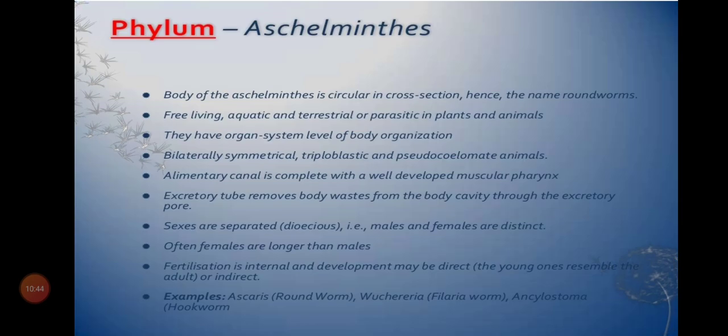Next we'll move on to the next category, Aschelminthes. So I think we'll see that in the next class. Okay. So till now I have covered only 4 phyla. What are the 4? Porifera, Coelenterata, Ctenophora, Platyhelminthes. So next class we will complete the invertebrates.